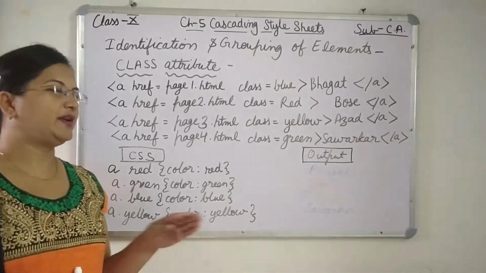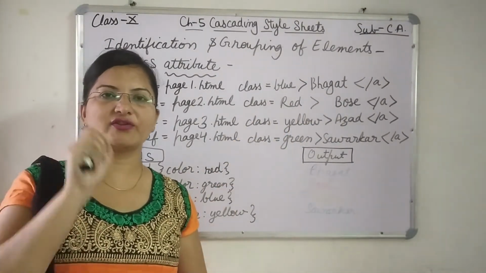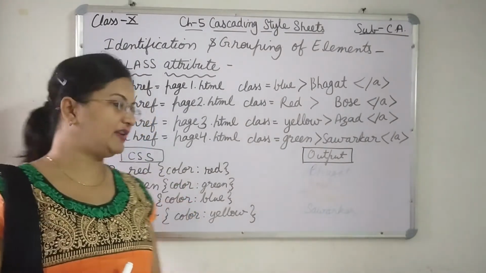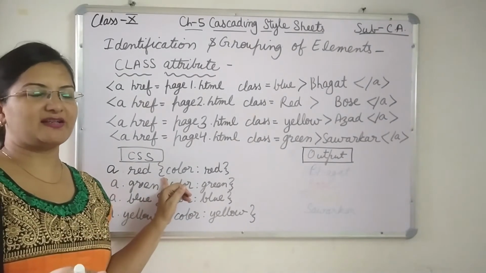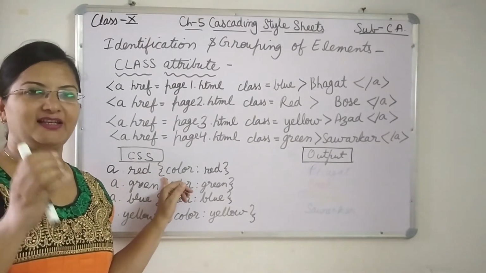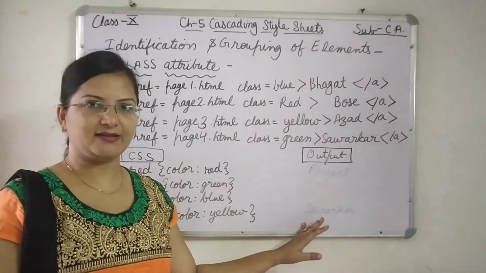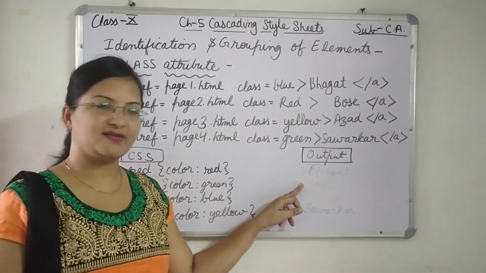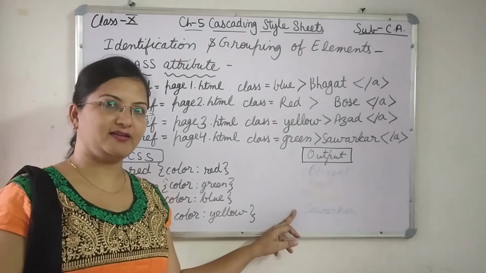So wherever, like in Bose, or on the website if there is a rose link or any other apple link or something like that, we can use this class red, and automatically that link will be seen in red color. Okay, the output is like this. You can see this is Bhagat in blue color, Bose in red color, Azad in yellow and Savarkar in green.